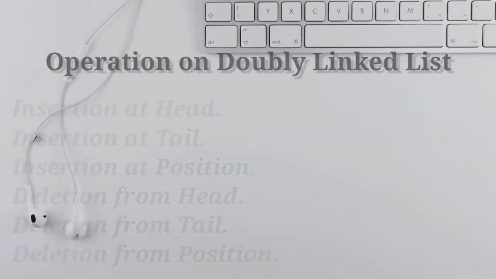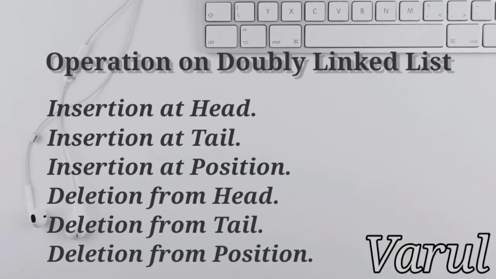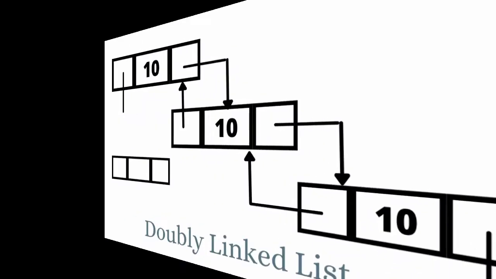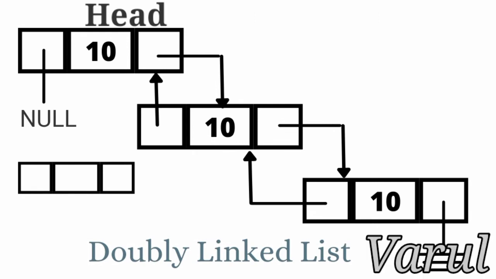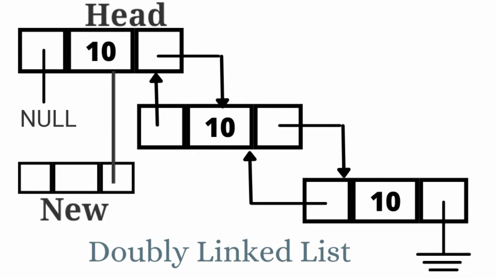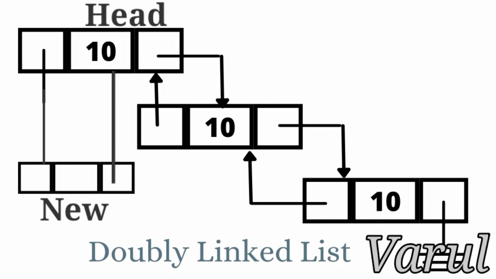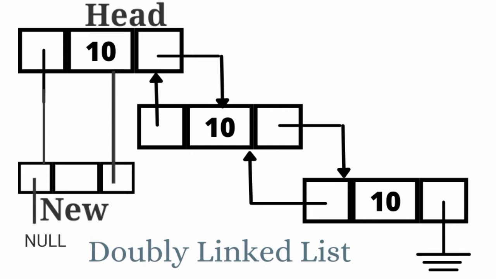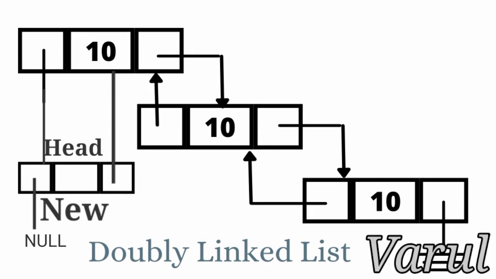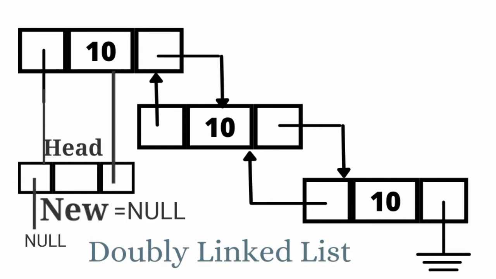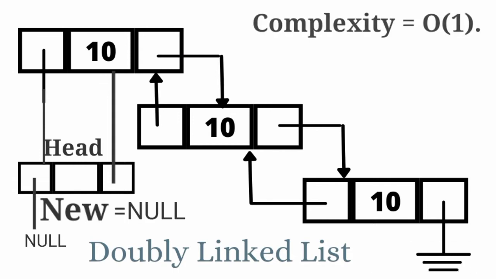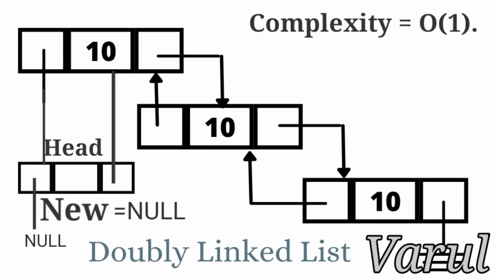Okay guys, now look at some basic operations that you can perform on a doubly linked list. The first operation is insertion at head. For this we will create a node, and new's next will point to the head node, head's previous will point to new node, and new's previous is set to null, and at last head will point to new node. The time complexity for this operation will be big O of 1.